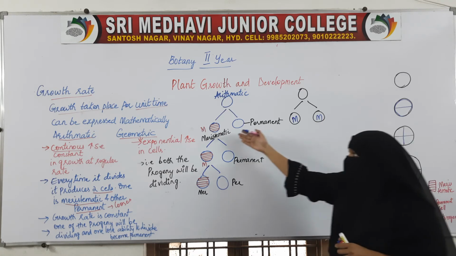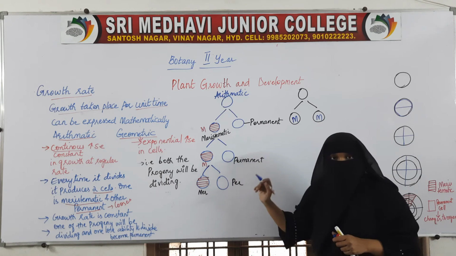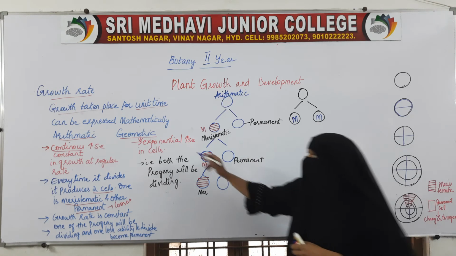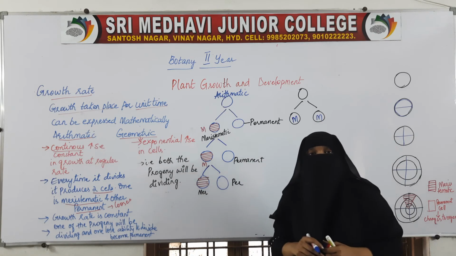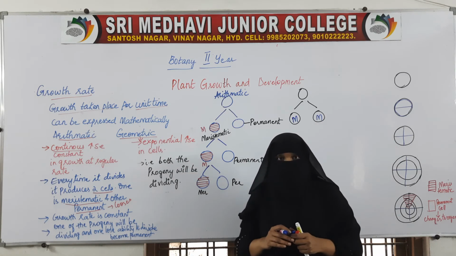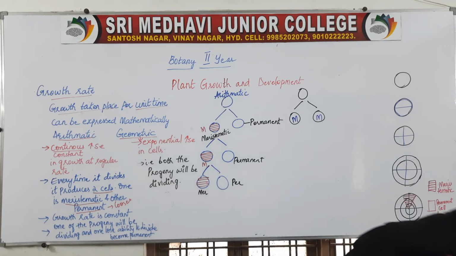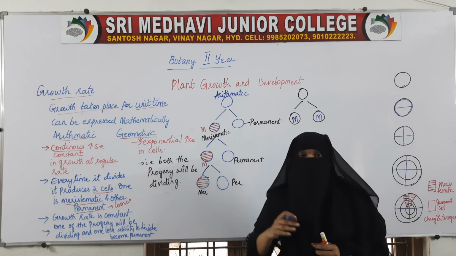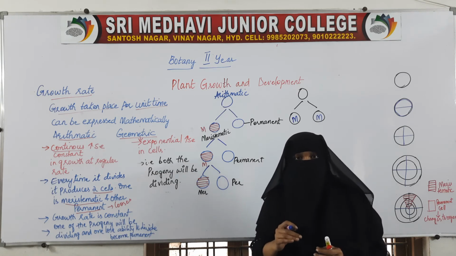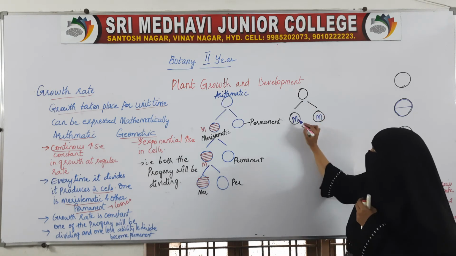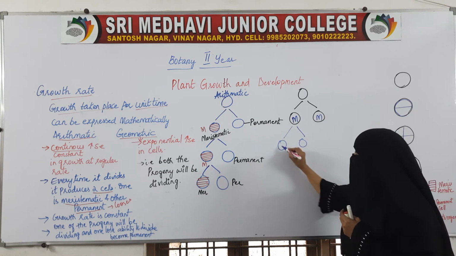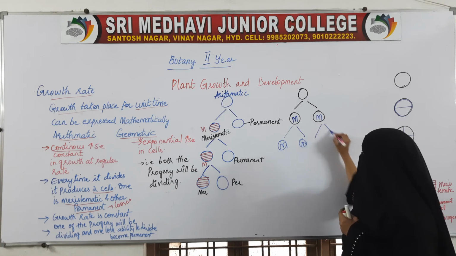Here in arithmetic growth, regular, constant growth is seen at regular intervals. But in geometric growth, the growth rate is exponential. It increases very rapidly, and after a certain period of time it stops. So 1 will give rise to 2 cells, 2 will again give rise to 4 cells, and all of them will be meristematic.